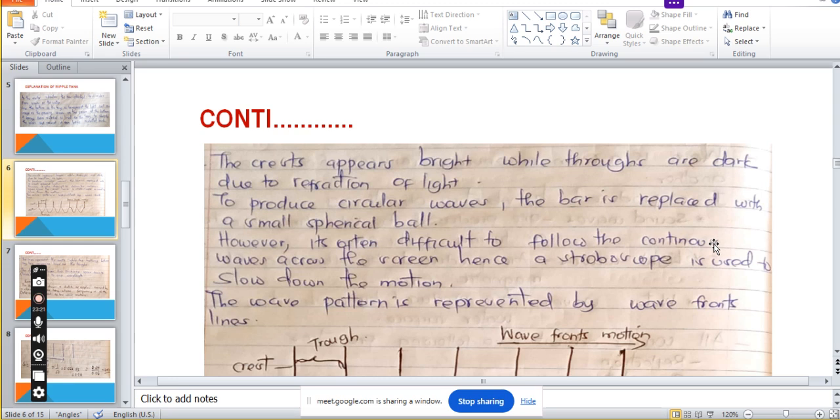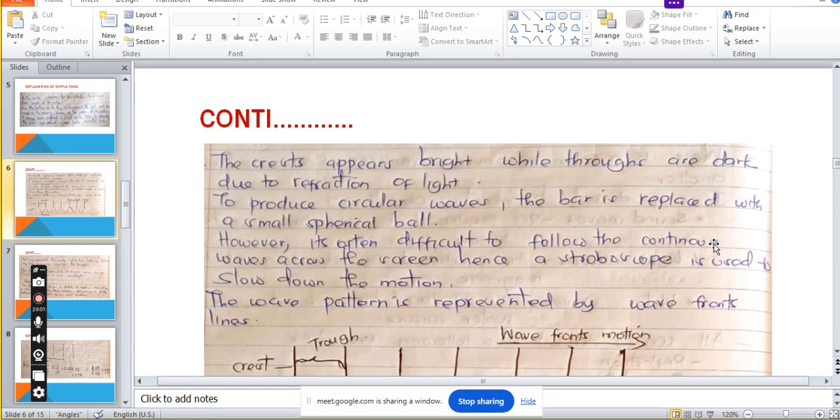The crest appears bright while troughs are dark due to refraction of light. To produce circular waves, the bar is replaced with a small spherical ball. However, it's often difficult to follow the continuous waves across the screen, hence a stroboscope is used to slow down the motion. The wave pattern is represented by wave fronts line.